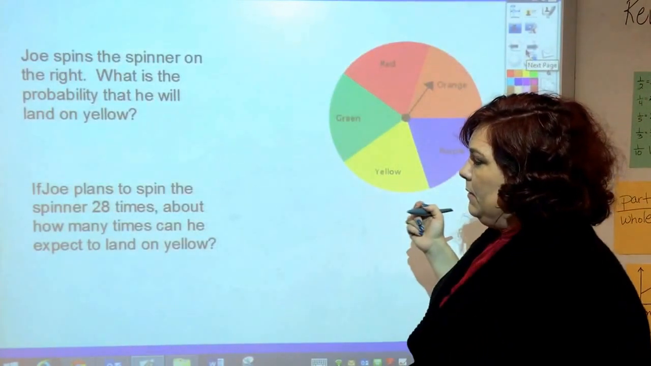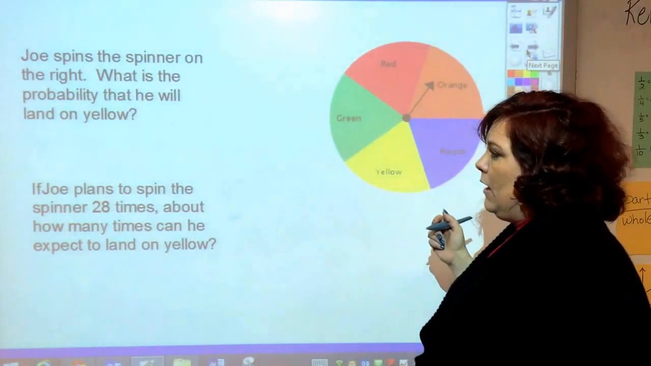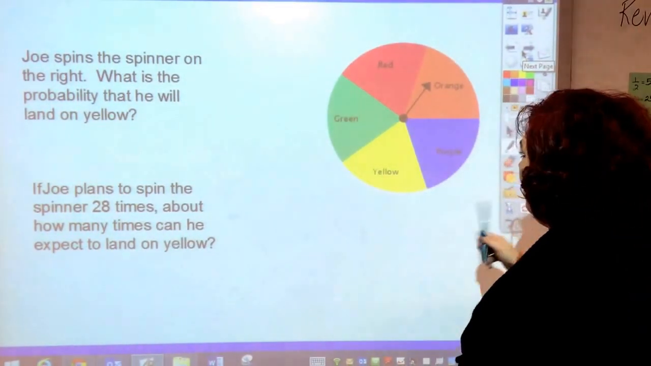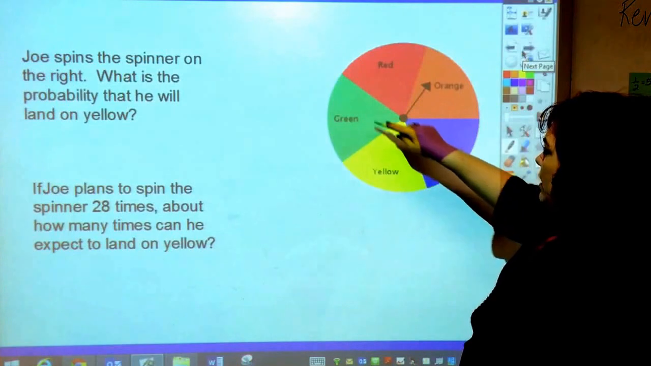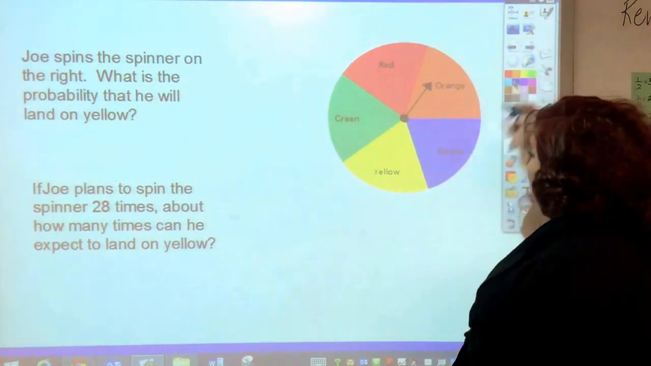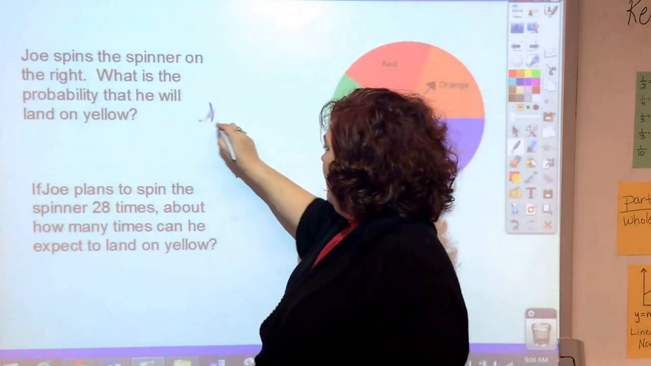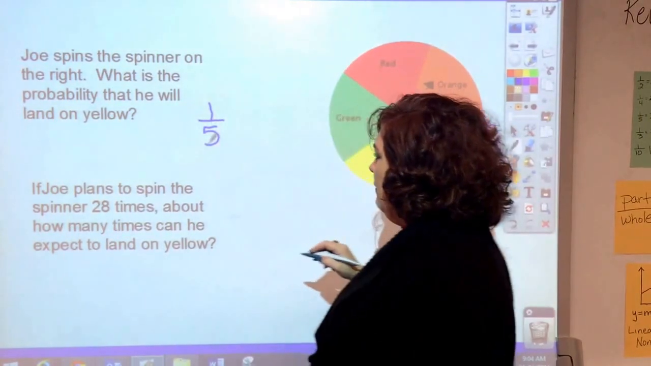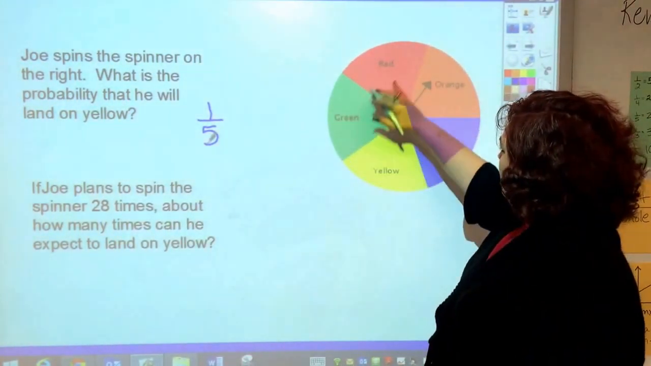So this is a spinner. Joe spins the spinner on the right. What is the probability that he'll land on a yellow? Well, yellow is 1, 2, 3, 4, 5. 1 out of 5 is yellow. 1 out of 5. Okay? 1, 2, 3, 4, 5.